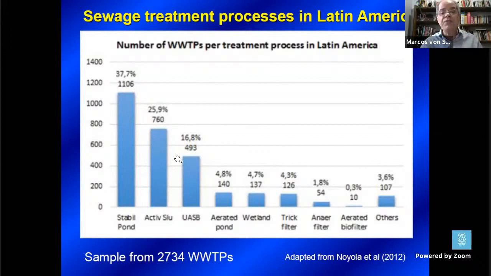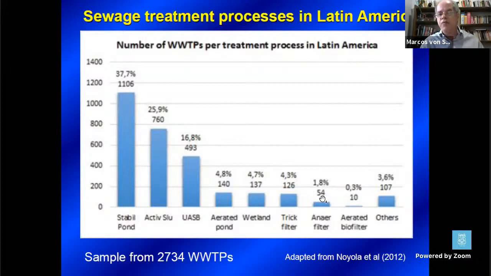Activated sludge is also widely used in Latin America. I will give some special attention in my presentation to the upflow anaerobic sludge blanket reactors. They are very important for Latin America, and they are especially important for Brazil, as you will see. I must confess, I am not sure how it is in Indonesia, whether you apply UASB reactors a lot or not, but anyway, you have good conditions because you have warm climates, which is a special requirement for the utilization of this type of anaerobic reactors. And then we have other treatment processes, aerated ponds, wetlands, trickling filters, anaerobic filters, and so on.